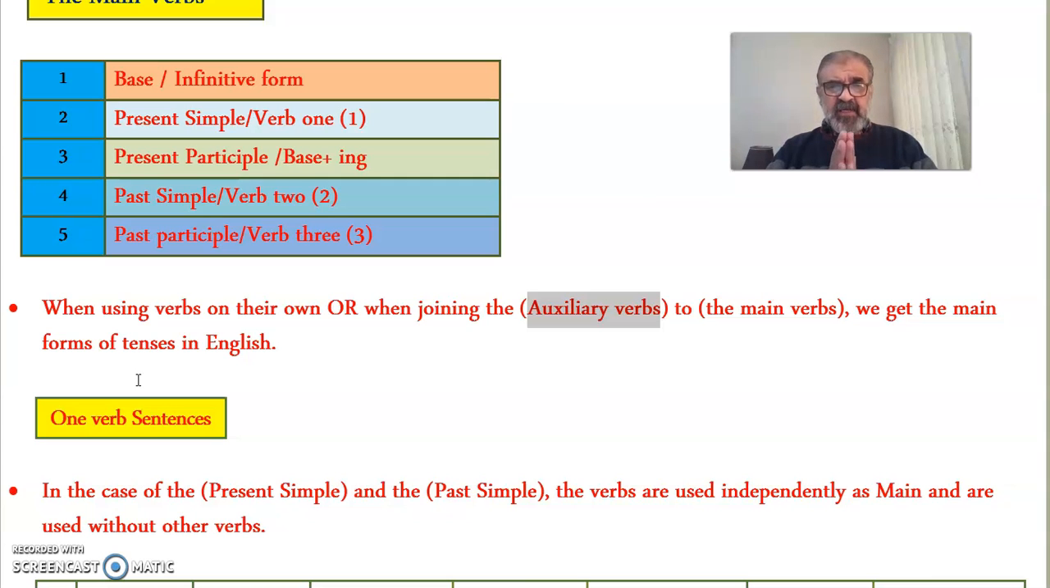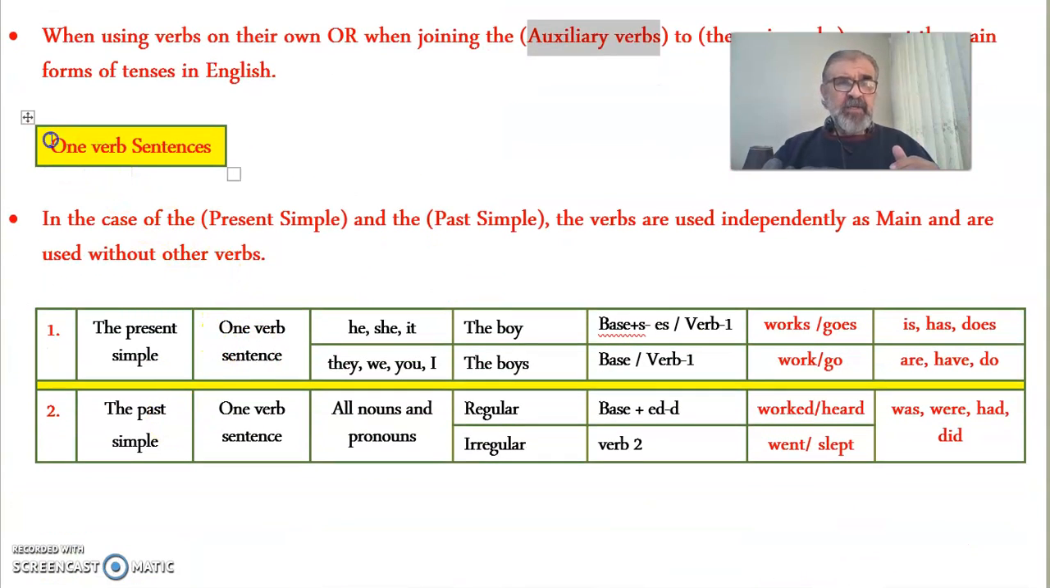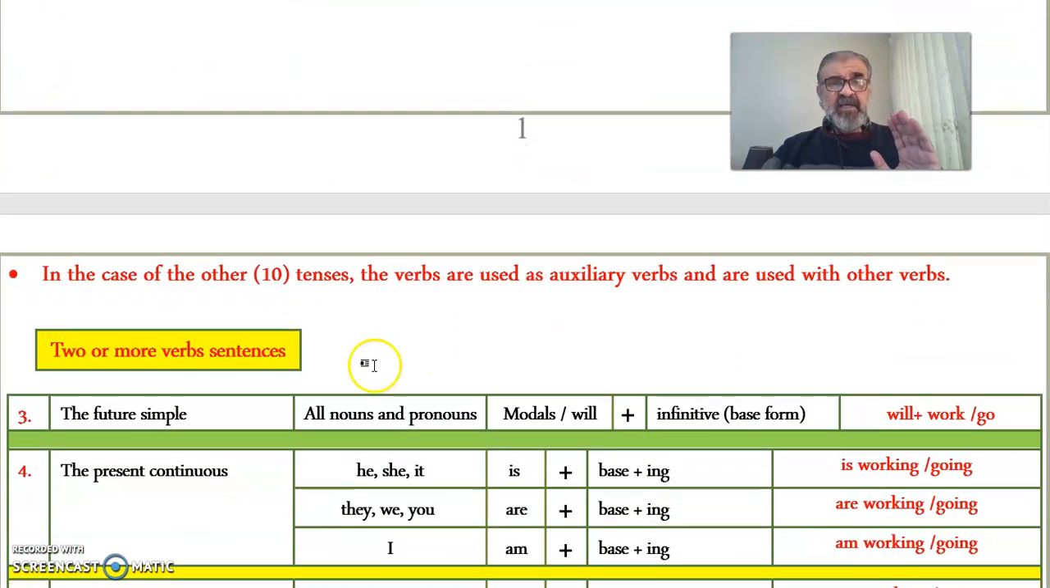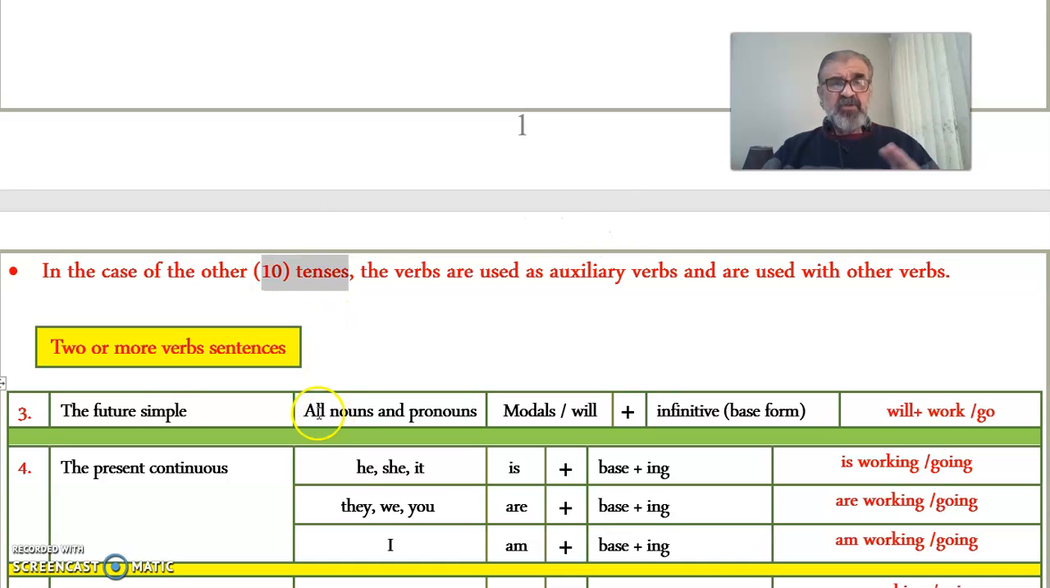Now, sentences in English have two main forms. Two main forms, not 3 or 4, only two. Sentences either come as one verb sentences that contain only one verb, and in this case, we only refer to the present simple or the past simple. In this case, all verbs are used independently, as main verbs without other verbs. Okay? So again, sentences in English are either one verb sentences, either present simple or past simple, and the other 10 tenses, in which there are going to be two or more verbs in a sentence, two or 3 or even 4 verbs in a sentence.